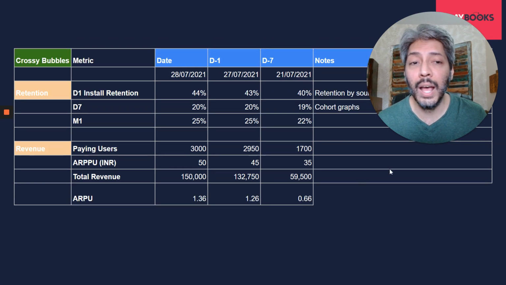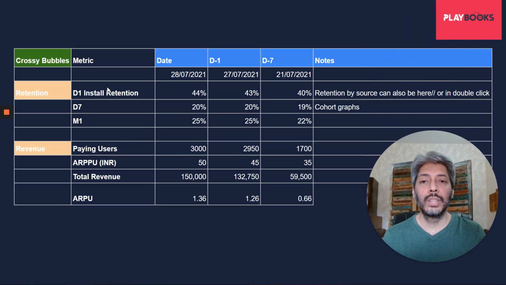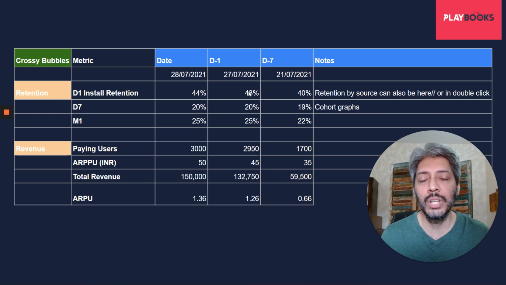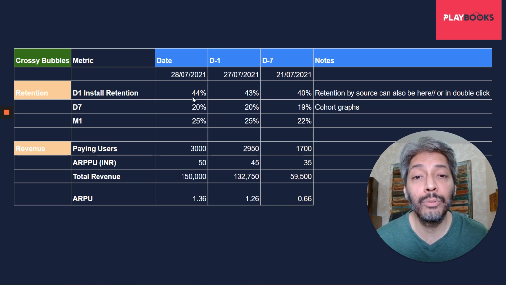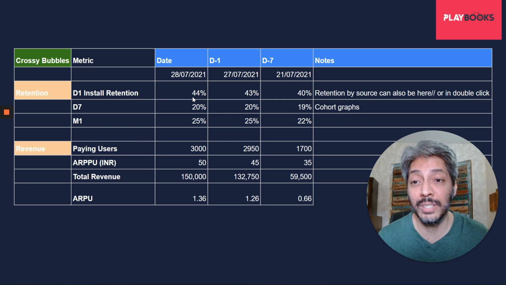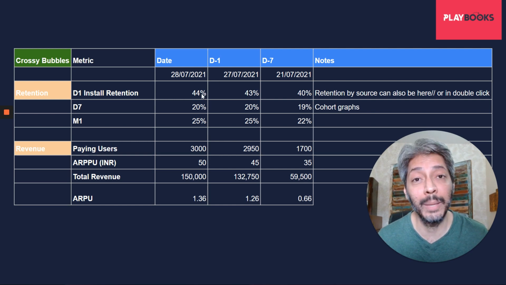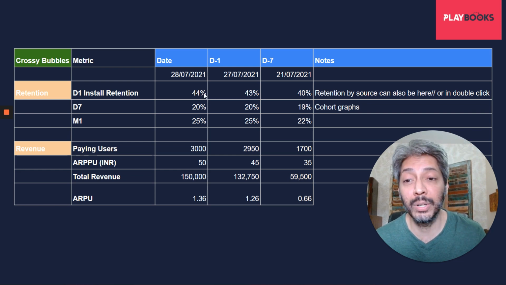Now we move to the next set of metrics, which are retention. Now, we've spoken about retention in the video on Metrics 101, but essentially what retention means is that if you look at day before yesterday, and if 100 users installed your app for the very first time, so new user install retention is 44, which means a day later, 44% of them came back. So if 100 users installed your app day before yesterday, 44 of them turned up.